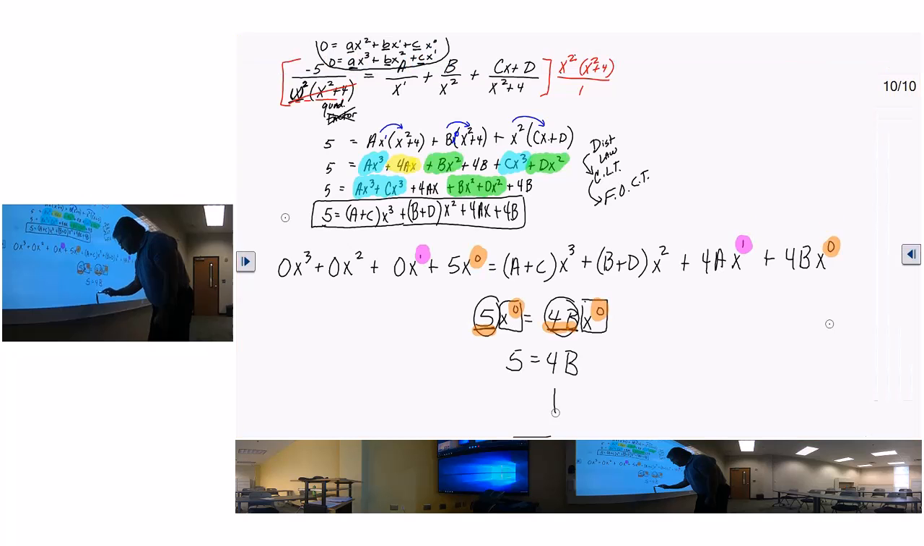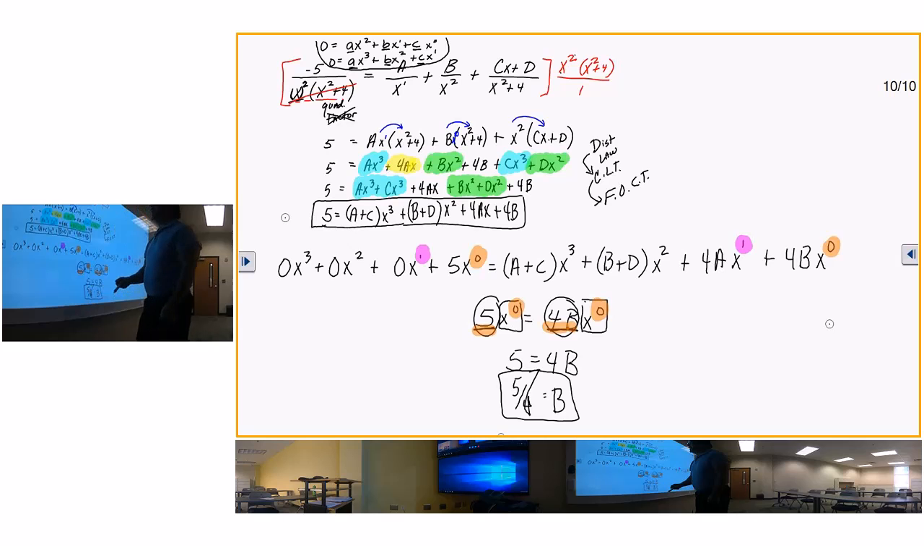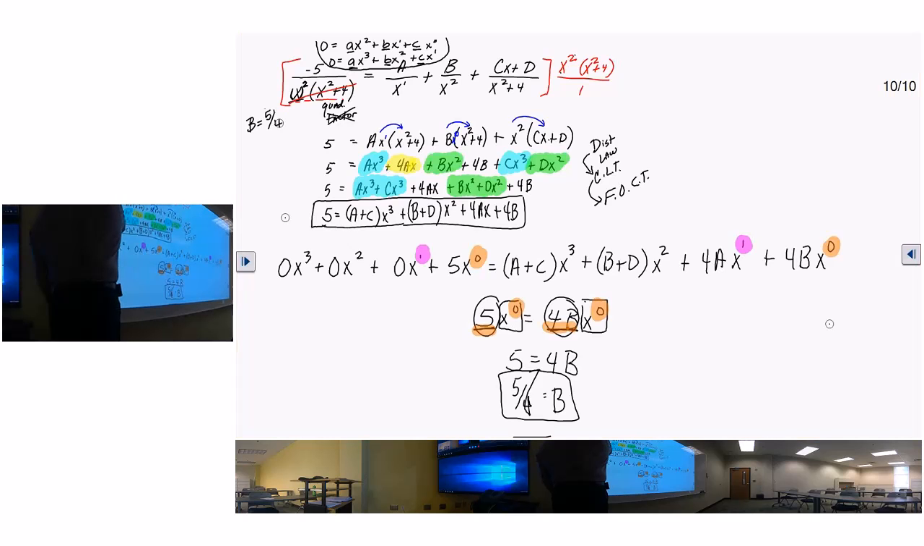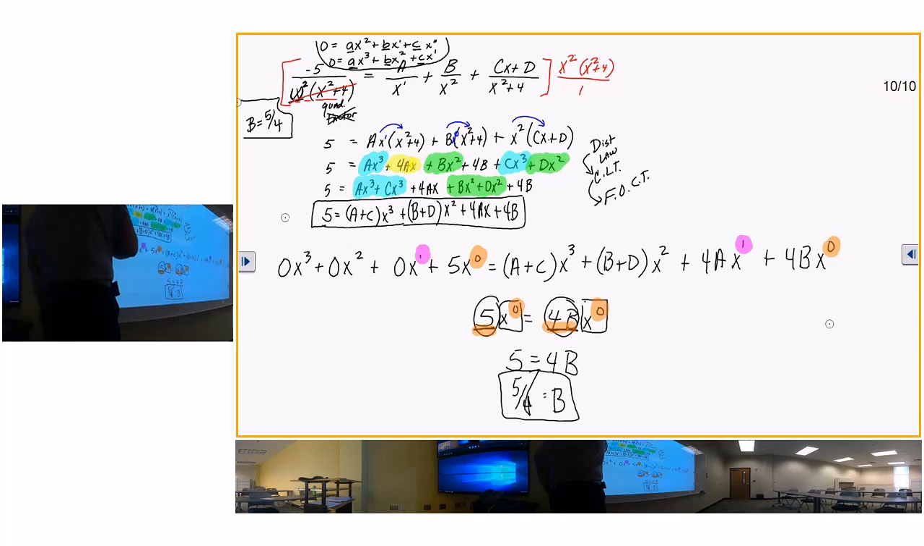B is equal to 5/4. So you go over here and you write that down. B is equal to 5/4. Okay?